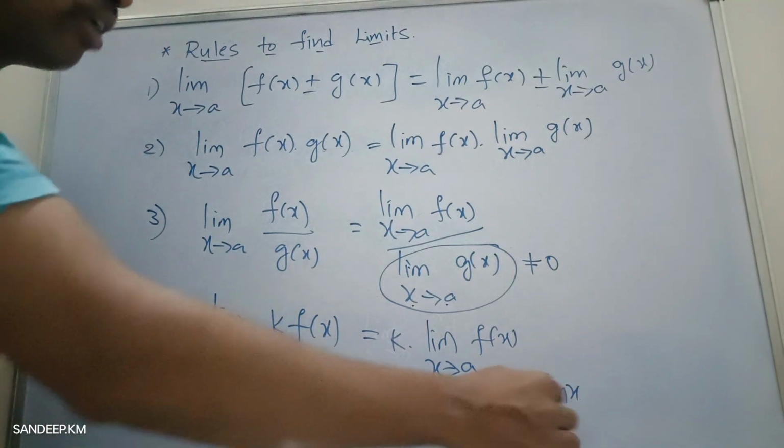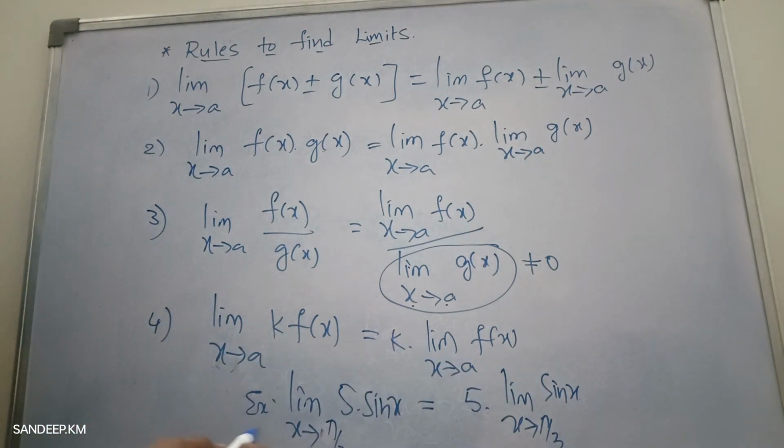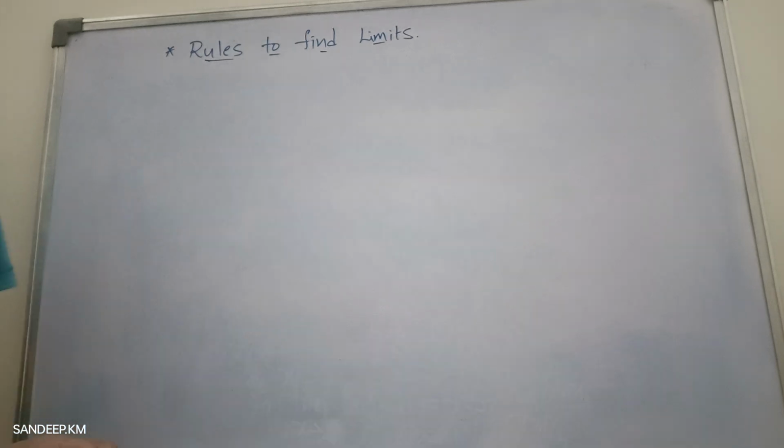So limit is given only for the function sin x but not 5. Okay now, so this is the fourth rule.